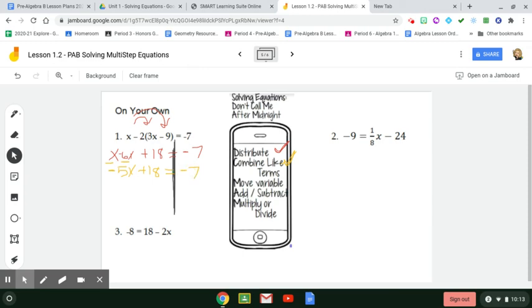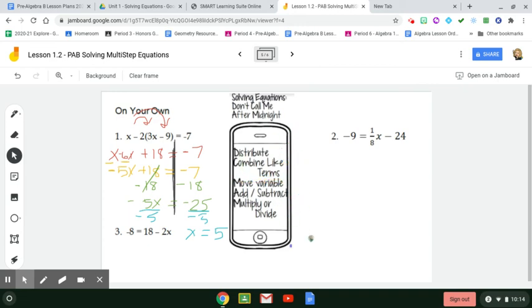You can see throughout this whole lesson, we didn't have a variable on both sides, so we don't have to worry about that. All right, we're moving on. We're going to subtract 18 from both sides. So we're going to get negative 5x equals negative 25. And then your last step, you're going to divide both sides by negative 5 to come up with x equals positive 5. So we used these steps in our checklist. So hopefully you got the right answer on question number 1 on your own. Okay, let's take a look at the second one.